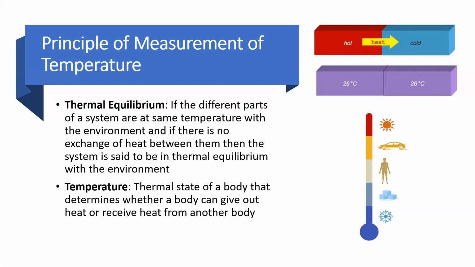Now, if we are going to a very hot place, then what happens? The surroundings are hotter than our body. The surroundings have higher temperature than our body. So what happens? Our body gets heated up, which means our body receives heat from the surroundings. So temperature is a comparative statement, and it is the thermal state of a body that determines whether a body can give out heat or receive heat from another body.